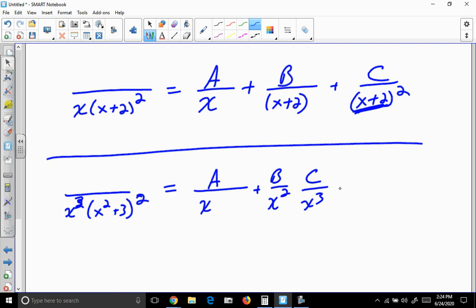This factor is repeated twice, so we have an x squared plus 3 to the first, and then we would have it to the second. Since this factor is quadratic, we could have x to the first and a constant, an x to the first and a constant. Now, we're not going to have one that has that many fractions, but just to illustrate what you do when you have a repeated factor.